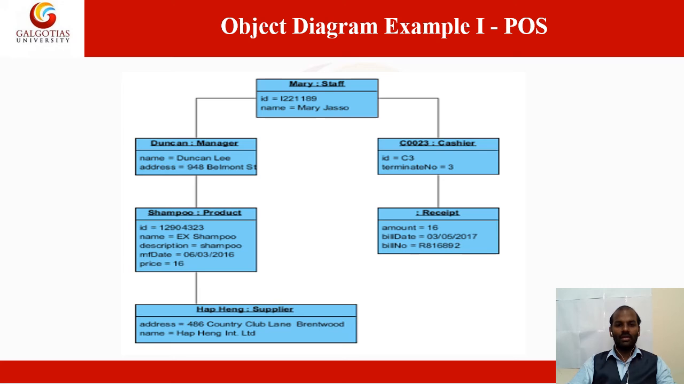So take a class name as staff, the second class name is manager, the third class name is product, the next class name is supplier, the next object name is cashier, and the last one is receipt. So now you are collecting all the different kinds of object names.